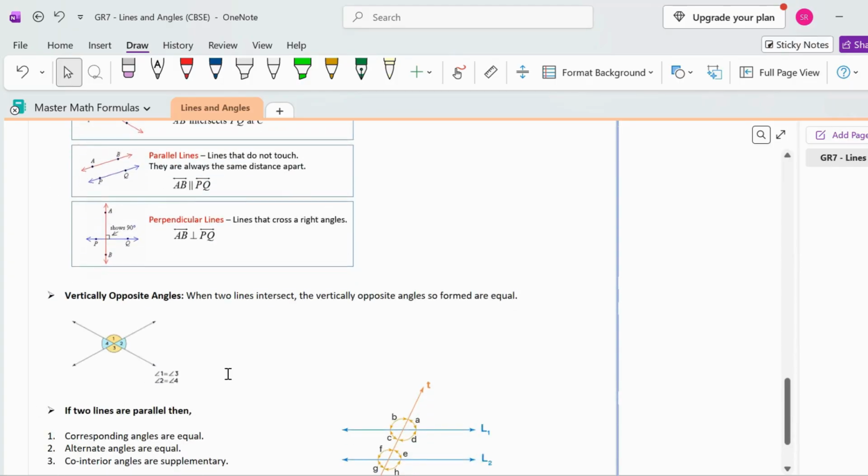When two lines intersect, there are four angles that are formed. Now 1, 2, 3, 4. 1 and 3 are equal and they are called vertically opposite angles. 2 and 4 are also equal and they are called vertically opposite angles.